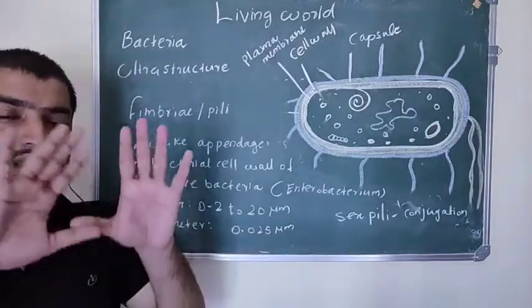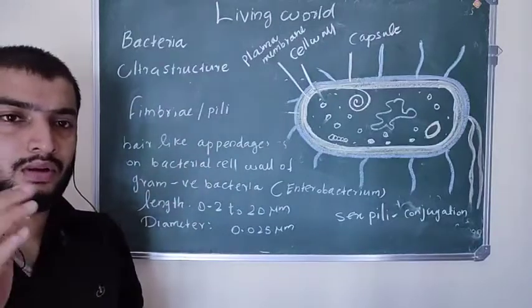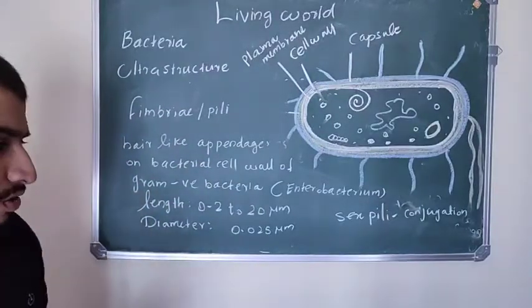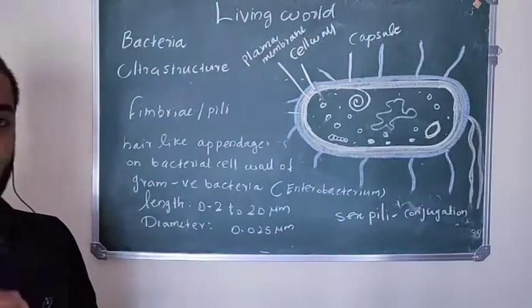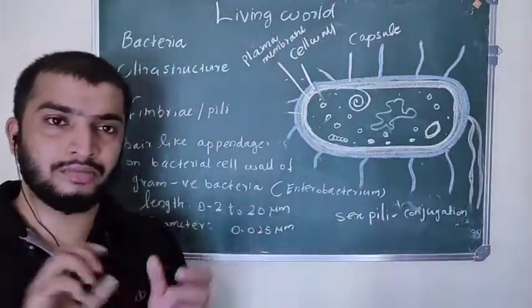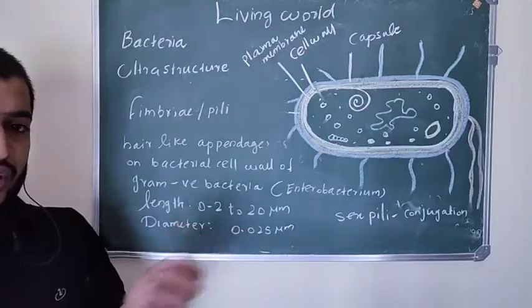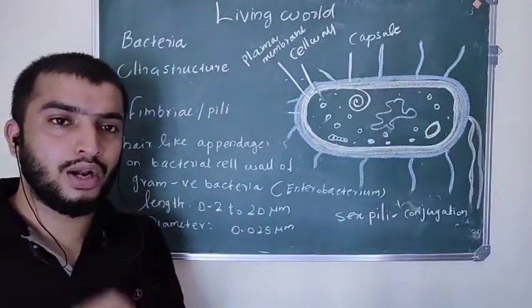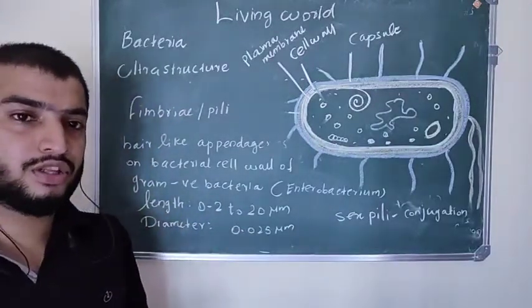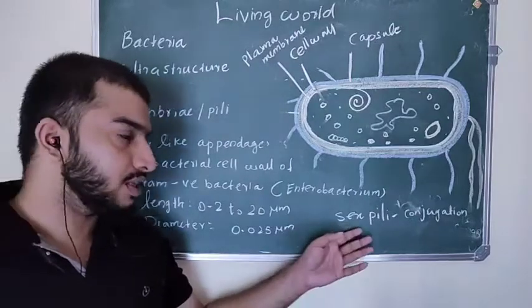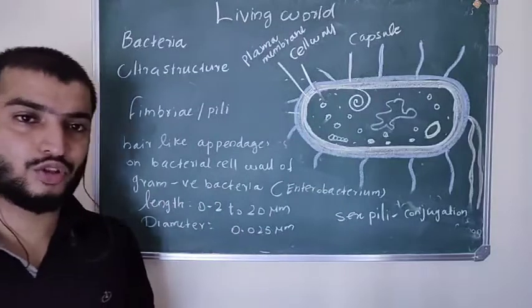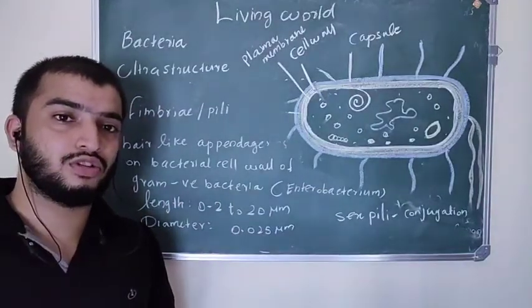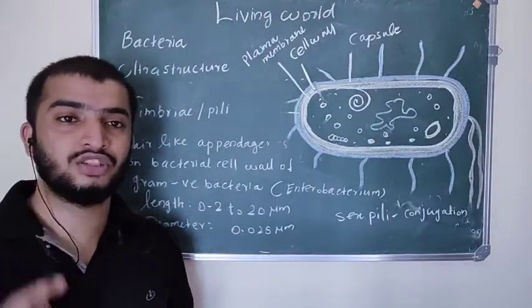Some bacteria have a special type of fimbriae called sex pili, which help in conjugation. Conjugation means the transfer of genetic material from one bacterium to another bacterium, which is done with the help of sex pili. So this is about the structure of sex pili. These are present on the surface of the cell wall of gram-negative bacteria.